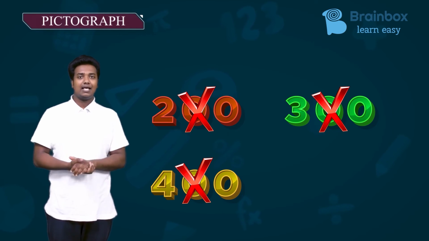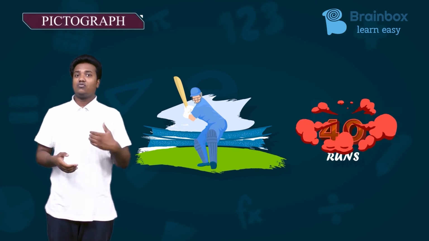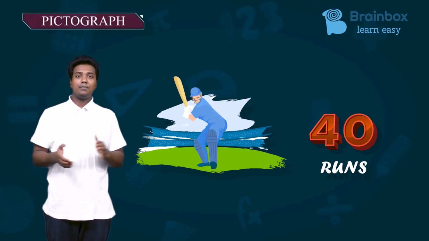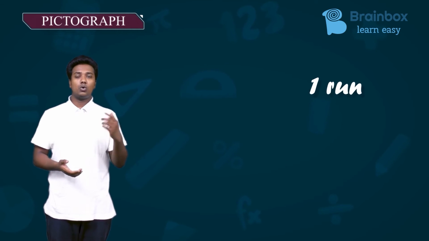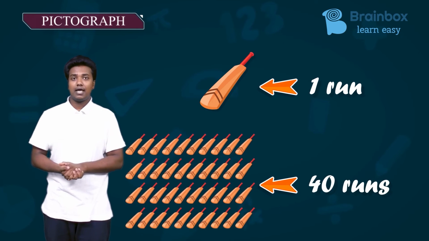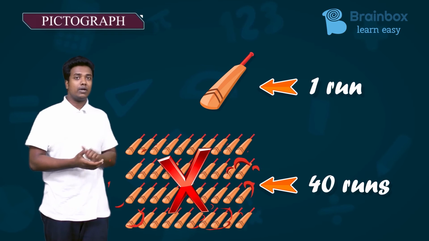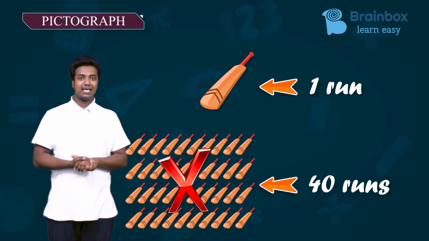If we consider an example, suppose in a cricket match, Dhoni has scored 40 runs. If we consider 1 bat for 1 run, will you be able to represent 40 bats at a time? Isn't it too complex even to count the pictures? Yes, right. Now here is where the scaling factor comes in.